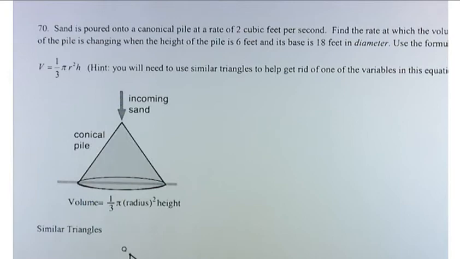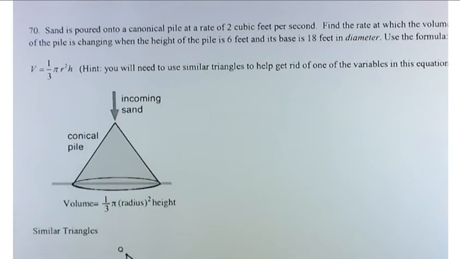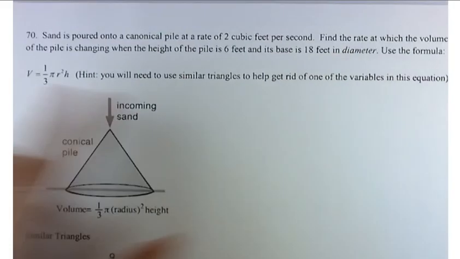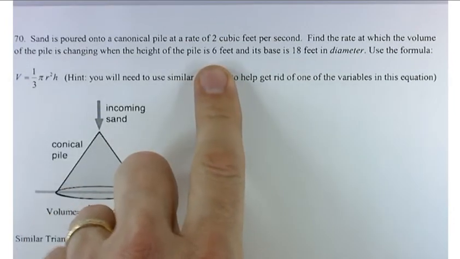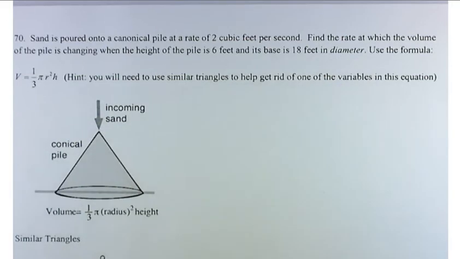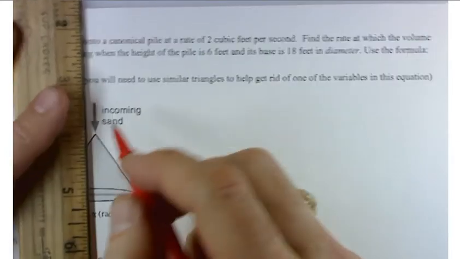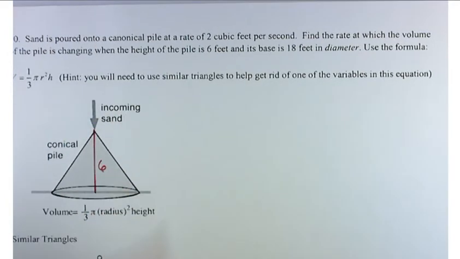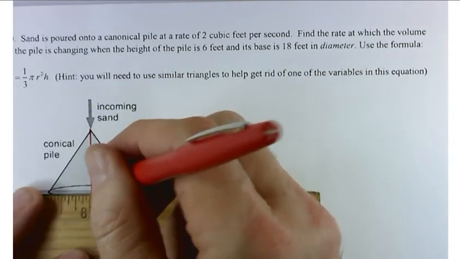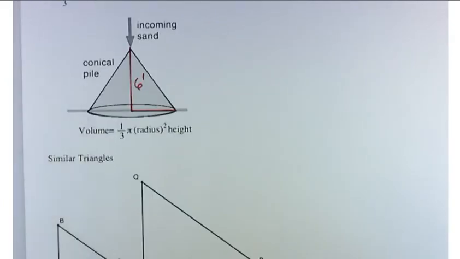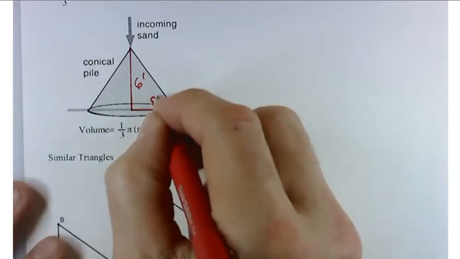Okay, so sand is poured onto a conical pile at a rate of 2 cubic feet per second. Find the rate at which the volume of the pile is changing when the height of the pile is 6 feet and its base is 18 feet in diameter. Now it's important to realize that that's in diameter. So let's draw in some dimensions here. Of course this isn't to scale, that's okay. The height is 6 feet. What's this distance for this problem? 9 feet, because the problem gave you the diameter was 18 feet, so half of that is the radius, which is what we're going to work with in this formula anyways, which is 9 feet.